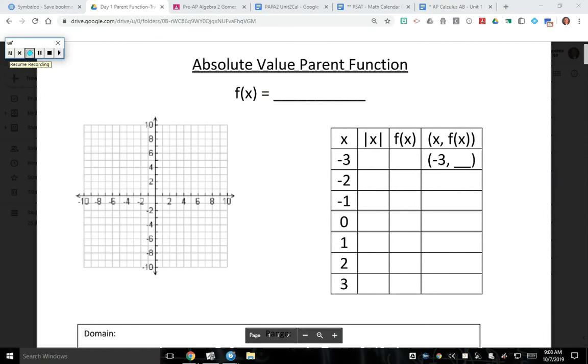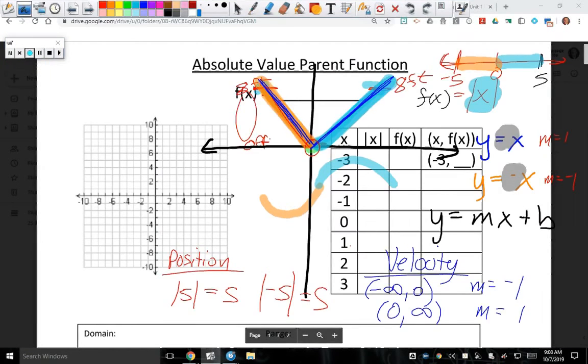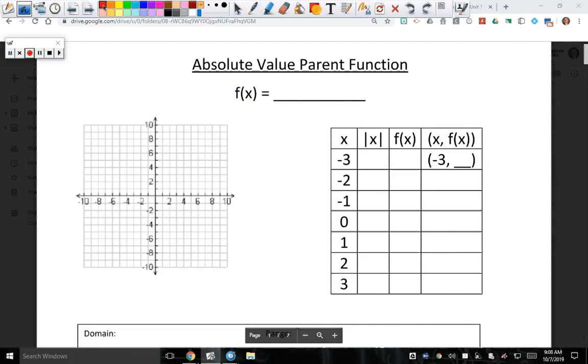The absolute value parent function, the way it begins is f of x is equal to the absolute value of x. Okay? So again, the big thing, these are representing the absolute value representation, but also saying that that's the distance away from 0. Okay? Alright, we'll get to that here in just a bit.